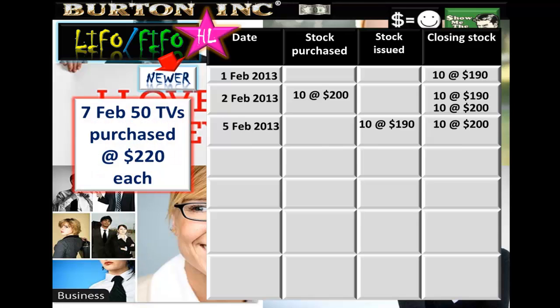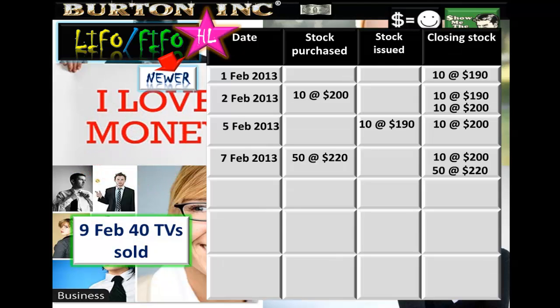We buy some more TVs in on the 7th of February, 50 at 220. So we'll add these TVs to our existing stocks. Ninth of February, we sell 40 TVs. Now we want to leave ourselves with our newest stock. So the first thing we're going to do is use up our 10 at $200 TVs. Take the remaining 30 TVs that we need from our pile of 50 at 220.